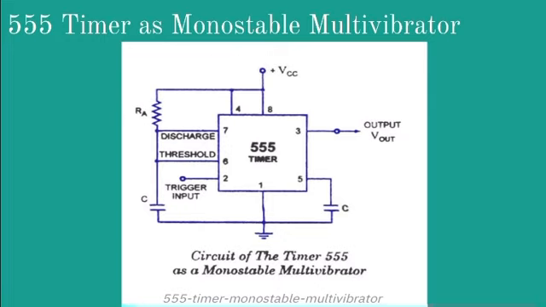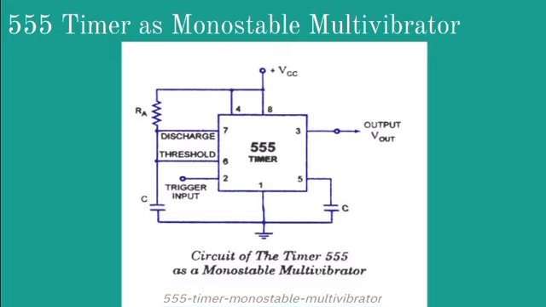So pin 4 is usually connected to plus VCC to avoid accidental reset. Pin 5 is grounded through a 0.01 microfarad capacitor to avoid noise problems, and pin 6, that means the threshold, is shorted to pin 7. Here a resistor RA is connected between pins 6 and 8, and pin 7, the discharge pin, has the capacitor connected, while pin 8 is connected to the supply voltage VCC.